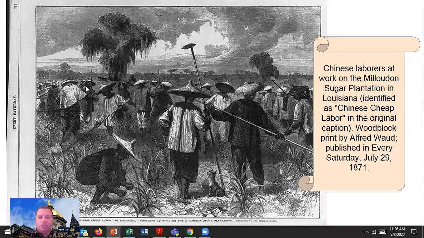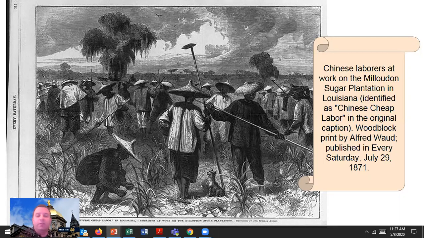Now, again, with the Chinese, one of the reasons that they come here is because they work cheaply. It was a cheap source of labor. And so you start to see the Chinese migrations right after the Civil War, when these southern plantations can no longer employ slave labor. They need to find a cheap source of labor elsewhere. And so these Chinese laborers were willing to work very cheaply.